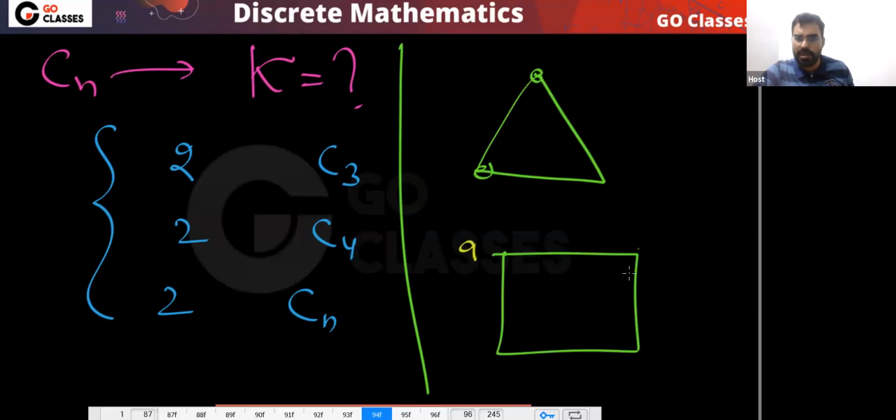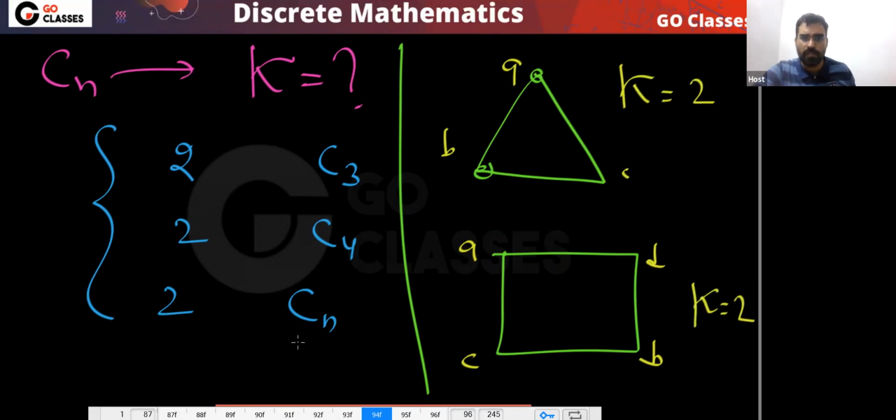You can remove this A comma B. Okay, so this is the idea. Whatever you take, here kappa is 2, and here also kappa is 2. The connectivity number is 2. So to disconnect a cycle graph, we need to remove two vertices. Either you disconnect the graph or you leave a single vertex.